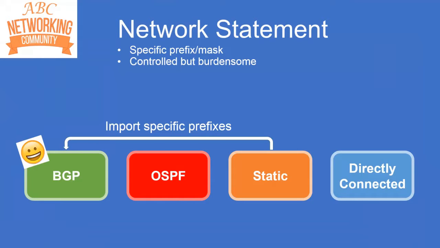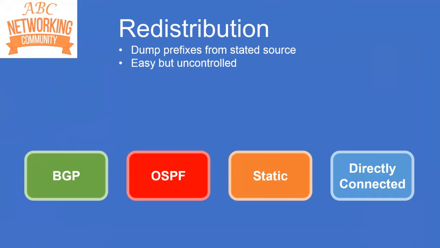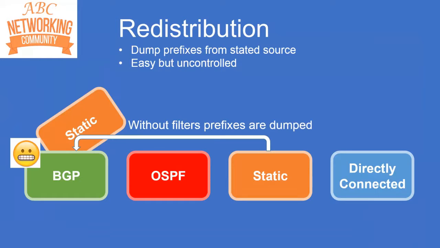In this diagram, I've got prefixes coming from static, so static routes going into BGP. With redistribution, this is where we dump prefixes from a source. It is easy, but it's uncontrolled if we don't use filters. If we were going to redistribute our static routes into BGP, rather than picking out specific routes, we just dump all of them in. Now you can use filters, but the default that I see a lot of people doing is a redistribution without route maps, so they're essentially dumping all of the routes from that source into BGP. I'll explain later in the video why that's not such a great thing.